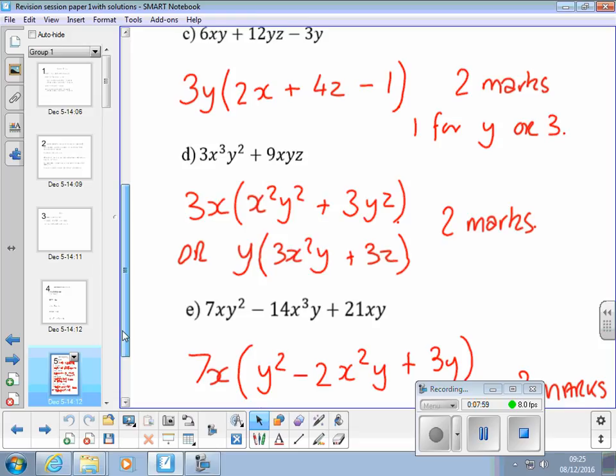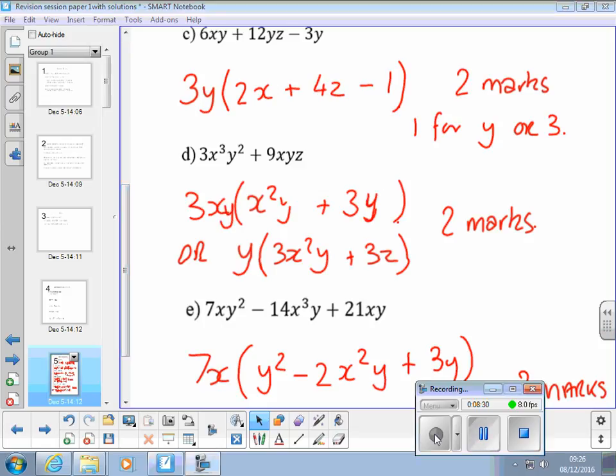On D, there are 2 things you could do because there are 2 variables in there, and you could factorise either of them. So 2 marks if you've factorised 3x outside and got x squared y squared plus 3y squared in the brackets, or 2 marks if you've factorised y outside the brackets. I've got 3xy outside the bracket.